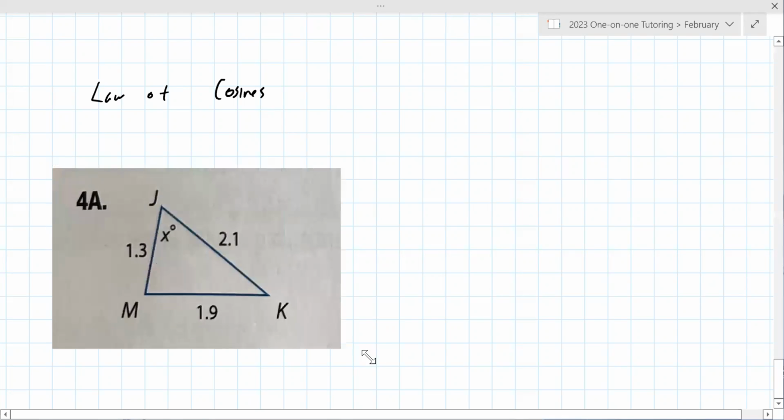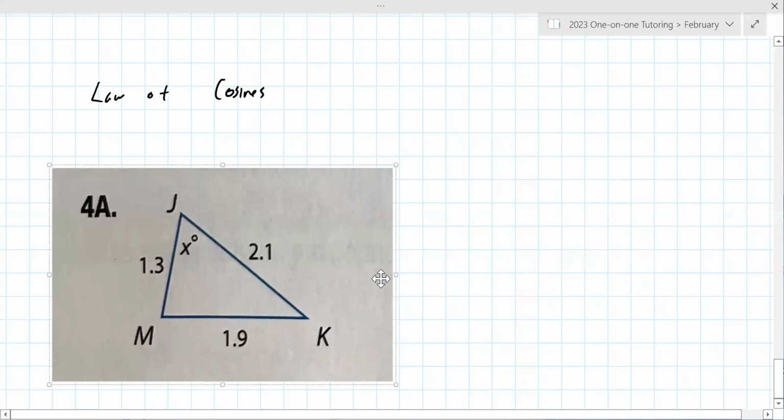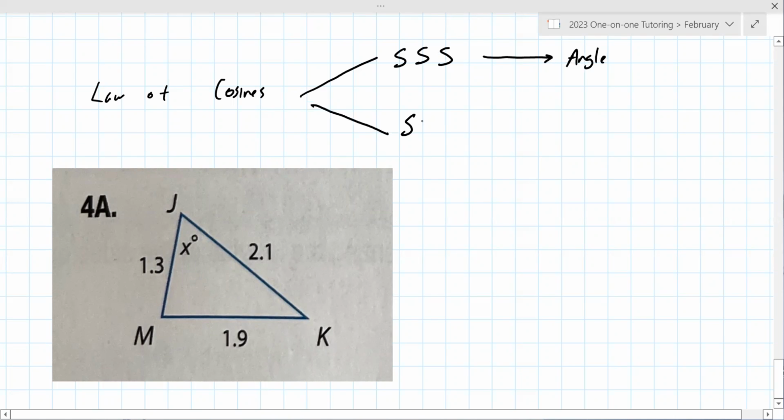All right, so before we get started here on law of cosines, there's two types of law of cosines problems. There's when they give you all three sides, which is the case here, and you use it to find the angle. The other possibility is they give you a side angle side, and that angle has to be between the two sides, and you use that to find a side.